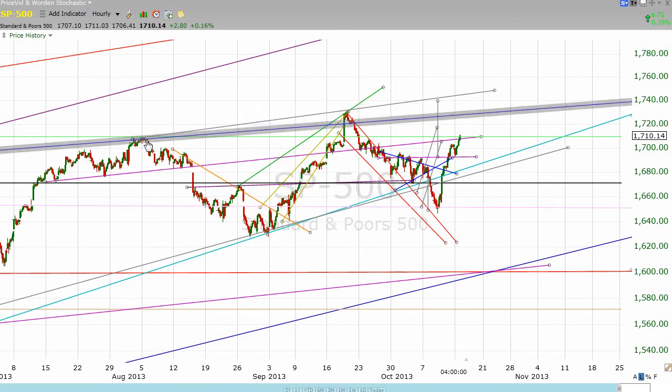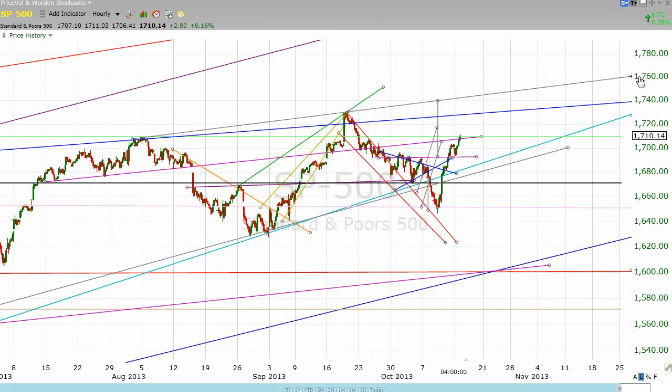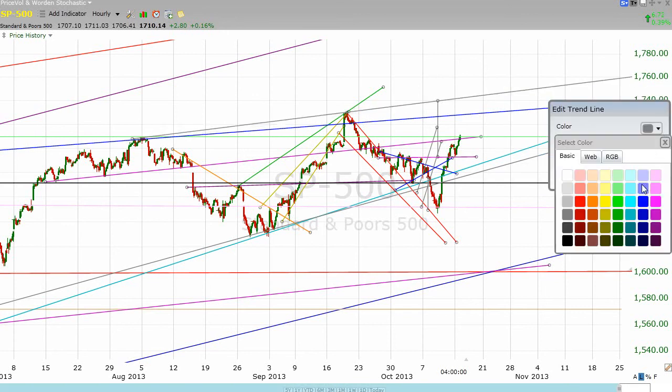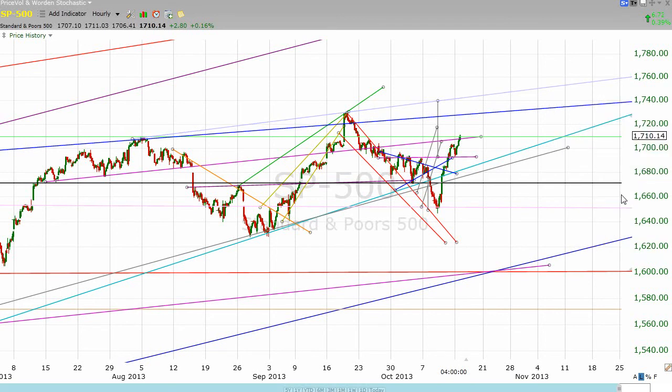I'm going to go with this top and our last top, and let's extend this on out a bit, because you'll remember that if this is an inverted head and shoulders, let's make this a light blue. Let's do it even lighter. There we go. If this does act as an inverted head and shoulders pattern, then our target is at about 1640.